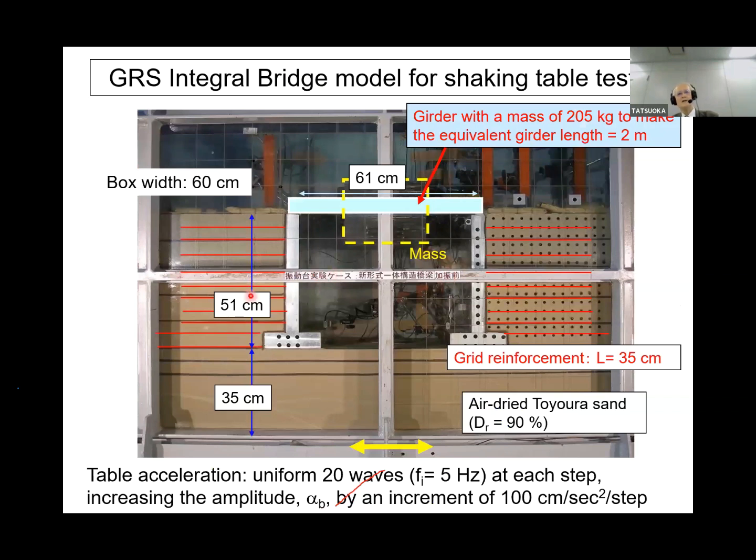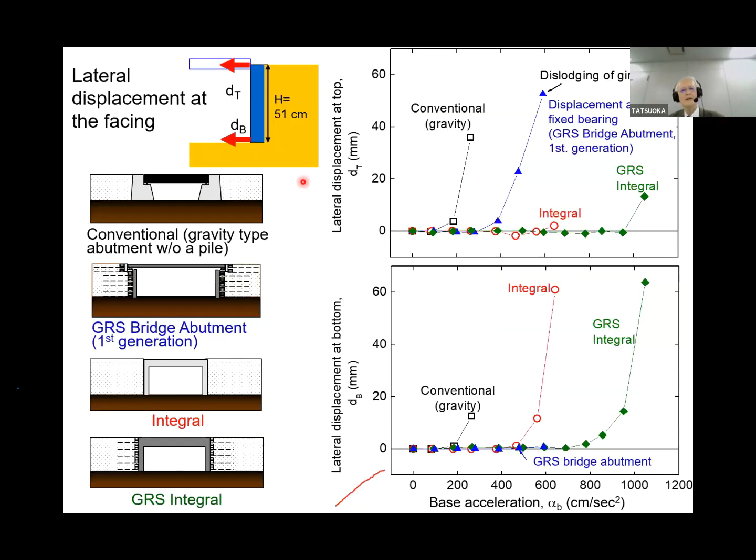And we performed a shaking table test. This is the model of the GR integral bridge. The central mass is to simulate a long girder. So we apply shaking at the base of the facing. These are the typical results.